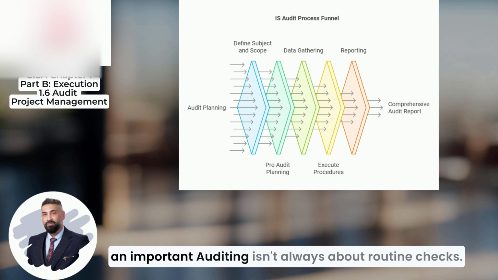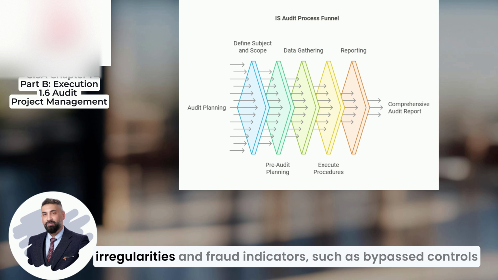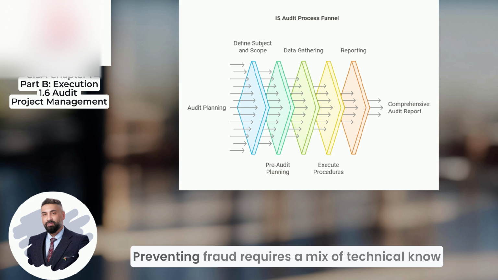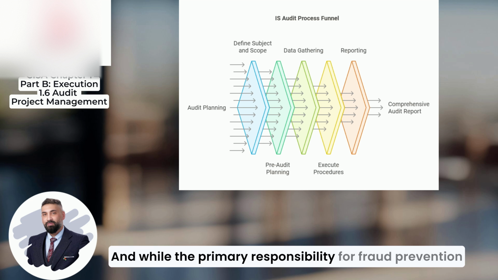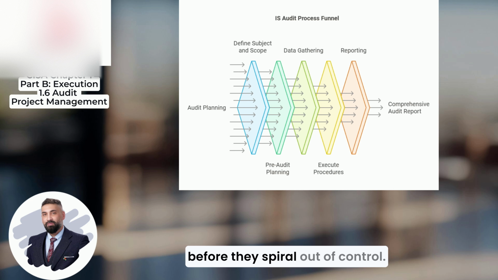And here's an important point. Auditing isn't always about routine checks. It's also about vigilance. With technology driving businesses, fraud has become more sophisticated. IS auditors must keep their eyes open for irregularities and fraud indicators, such as bypassed controls or unusual patterns in system behavior. Preventing fraud requires a mix of technical know-how and a sharp understanding of vulnerabilities. And while the primary responsibility for fraud prevention lies with management, IS auditors play a crucial role in detecting red flags and escalating issues before they spiral out of control.